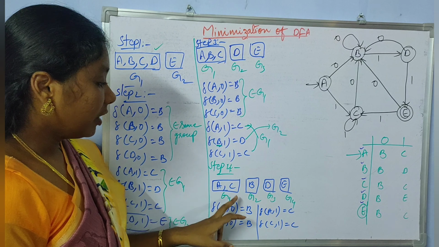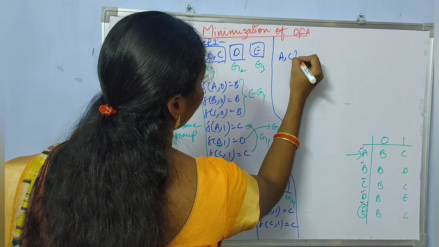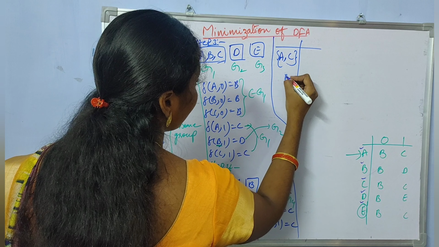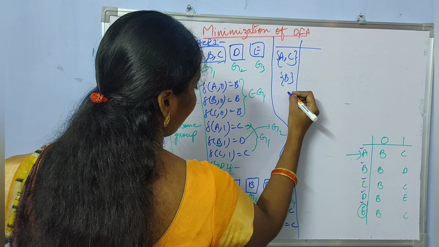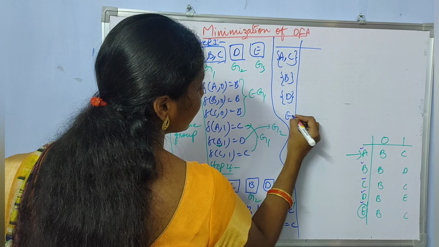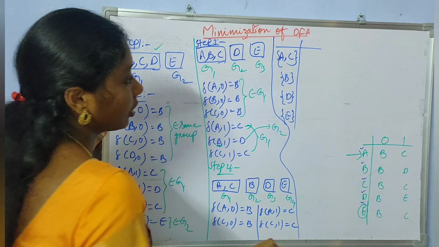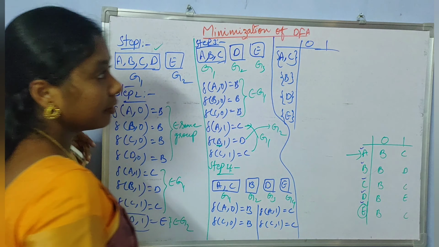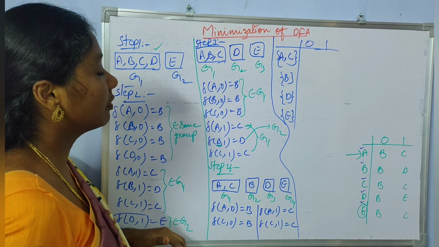So here the states are A comma C is a state, and next B is a state, and next D is a state, and next E is a state, okay. So we need to have transitions with 0 and 1.